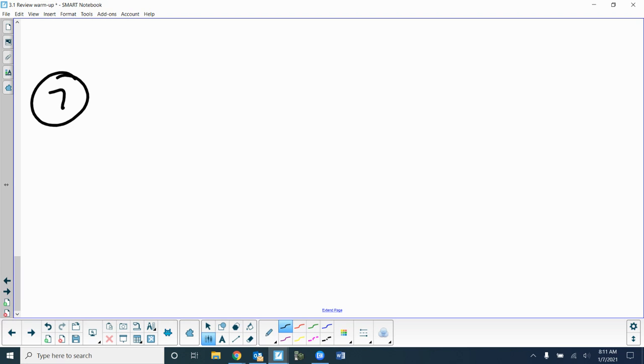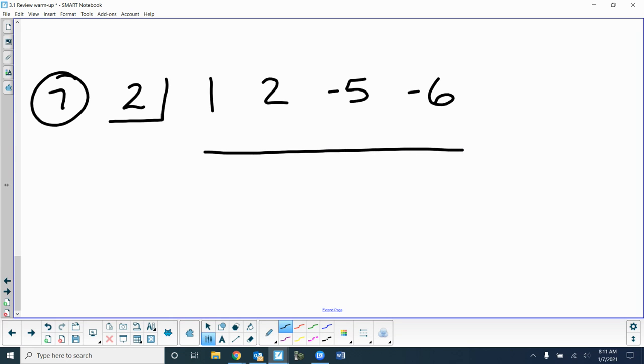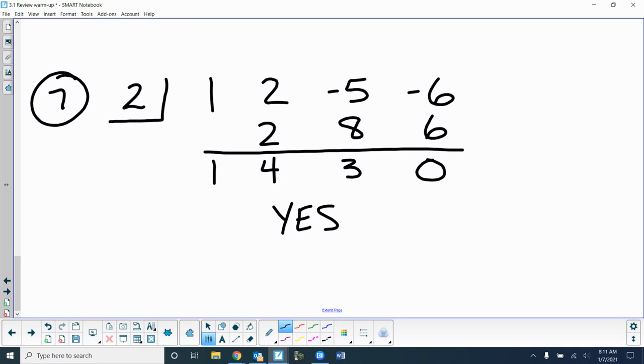Okay, so I have x minus 2 is the binomial, so positive 2 would go there. I got a 1 for my x cubed, a 2 for the x squared, negative 5 for the x, and negative 6. All right, so again, if I get a 0 here, I'm going to say yes, x minus 2 is a factor. So 2 times 1 is 2. So I get 4, 2 times 4 is 8, so I get 3, 2 times 3 is 6, I get 0, so yes, for number 7. Number 8.